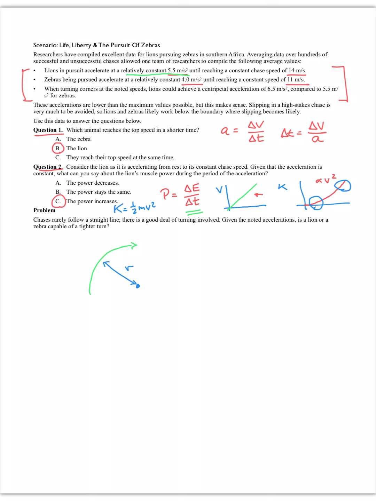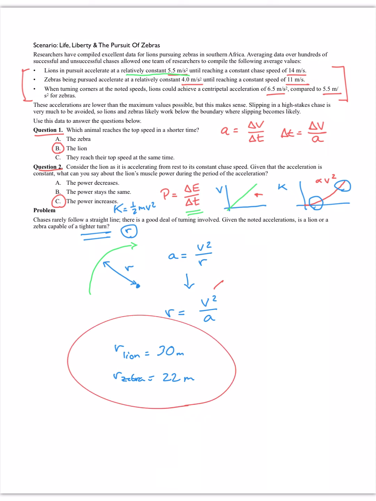And that is typically true. The prey animals tend to be able to corner better, even though the predators tend to be able to accelerate in a linear sense more quickly. And so we get numbers like this. Who turns the tighter turn?